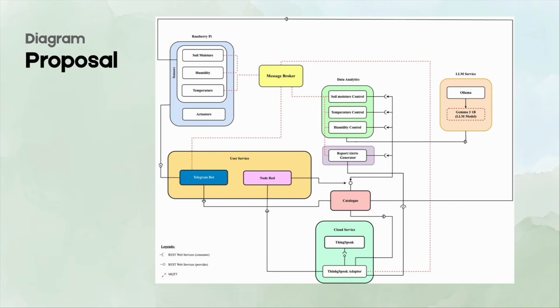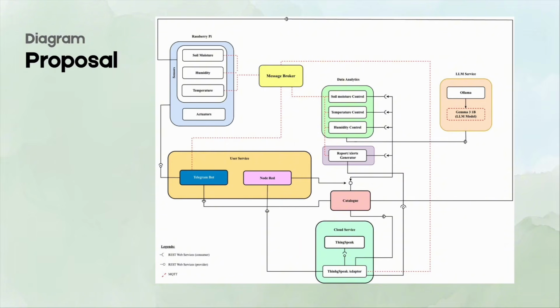The report and alert generator processes the system condition and generates alerts when necessary. The Telegram bot provides direct interaction with the user, while Node-RED provides the graphical dashboard. Finally, the catalog is the central registry of the architecture. Different resources and microservices register themselves in the catalog using the REST web service, and other components can query it to discover the information they need.